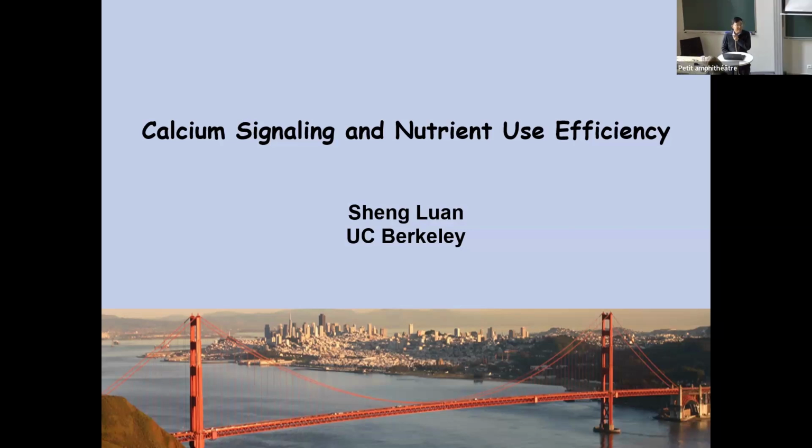So calcium is a very unique mineral. It's not only a nutrient, but also a signal. When it serves as a signal, it actually can regulate the homeostasis and use efficiency of other mineral nutrients. So this is a topic we're going to discuss today.